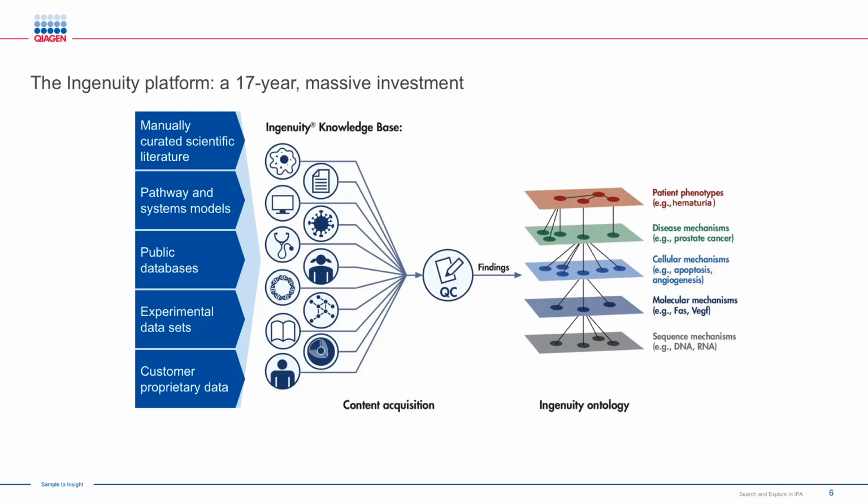Now, with all of this content acquisition, we also have a quality control procedure to make sure that the findings that underlie the knowledge base are accurate and timely. And in addition to simply giving you access to the content, we've structured this into something that we call the Ingenuity ontology. This structure is how the analytical tools will use this information. This combination of the data, the information in our knowledge base, and the software allows you to quickly and accurately interpret the biological meaning of your omics data.